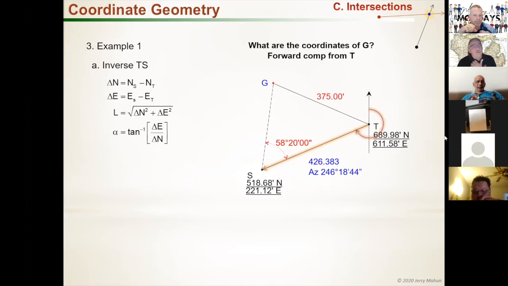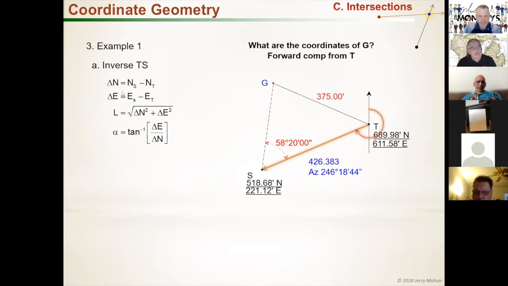So we'll inverse from T to S. And a good rule to use whenever using differences in surveying is that it's always the to coordinate minus the from coordinate, which will always give you the correct mathematical sign. So if I'm going from T to S, it's always going to be the coordinates of S minus the coordinates of T. That will always give you the correct signs on things.